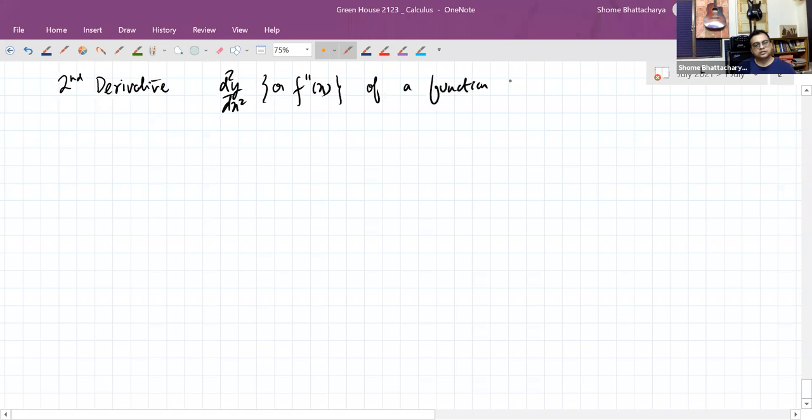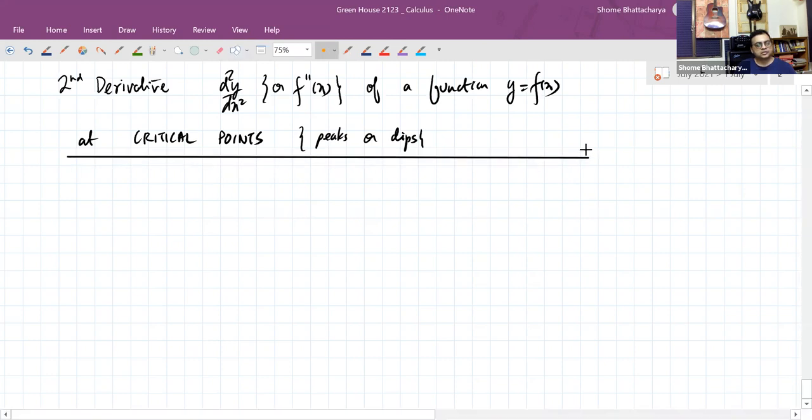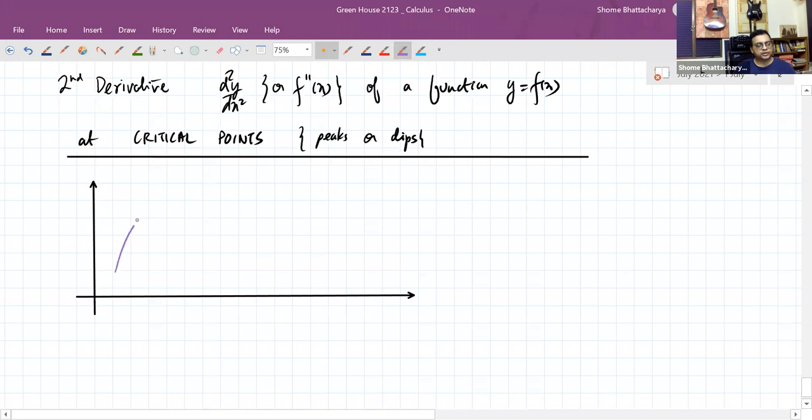Of a function y is equal to f x at critical points. That is points which are either peaks or dips. Let's understand about this. It's all through simple logic that we'll understand this next. So first, let's concentrate on a peak sort of point.